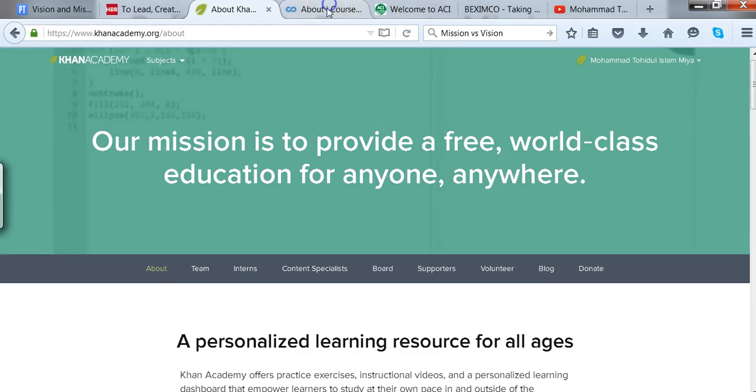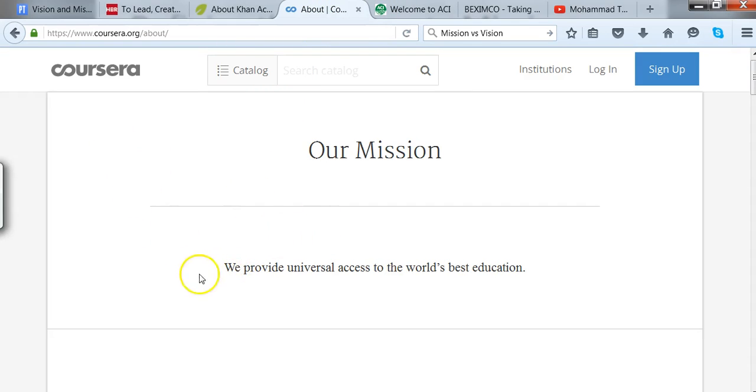Another organization, also one of my favorites, is Coursera, and you can see their mission statement: we provide universal access to the world's best education. So what do they do? They provide the world's best education. To whom? Universal access. There are two things implied: for whom they do it, they do it for anyone in this universe, or, to limit it to our capacity of understanding, anyone living on this planet Earth. Obviously now they do it online, but their pursuit is to make it as universally accessible as possible, so maybe other things can come later.